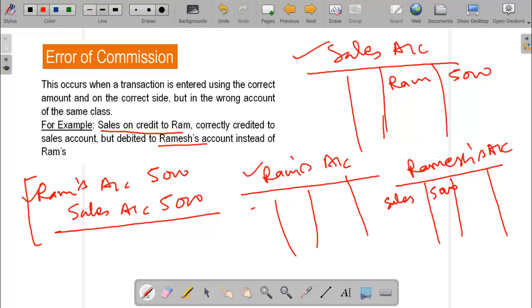This is the wrong account, but a wrong account of the same class. Why the same class? Because Ram is a personal account and Ramesh is also a personal account.